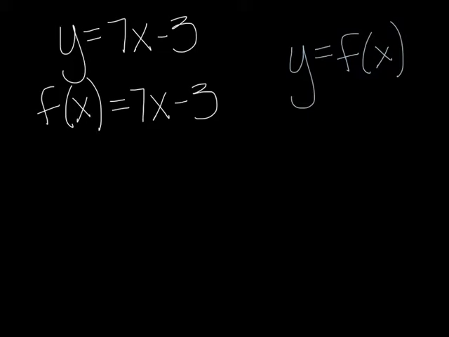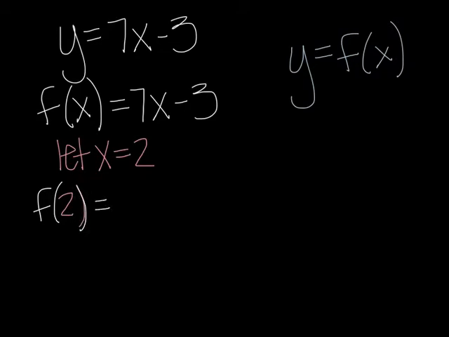The reason that we use this function notation instead of y is because it allows us a very clear way of seeing what value we're plugging in for x. Let's say that we wanted to let x equal 2. Then in function notation, we would simply write f of 2 equals 7x minus 3. Since I know this is function notation and this means f of x, I know that they want x to equal 2.